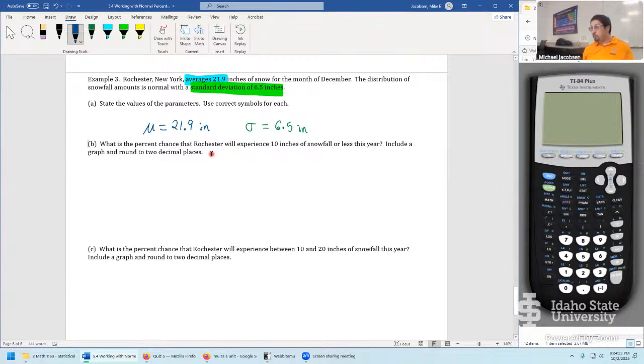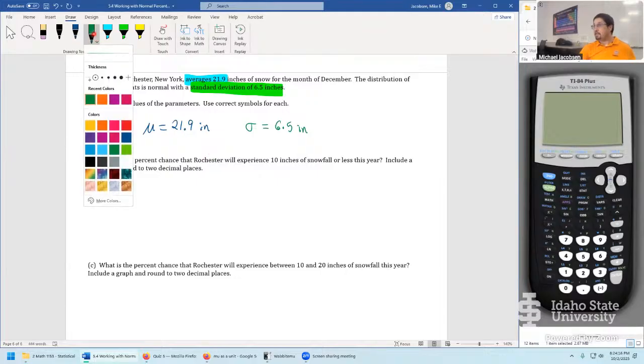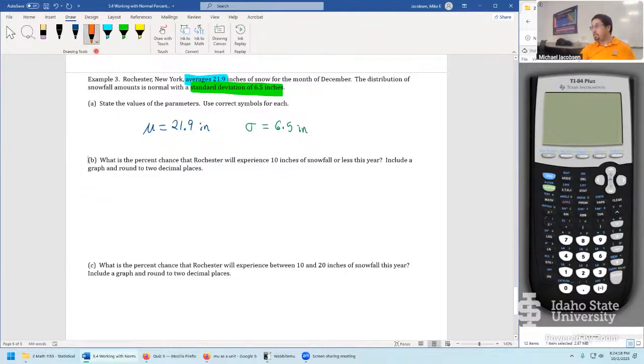Okay, so now we're running through the questions. The first question is a what percent question. So this indicates directly by the format of the problem, this is a normal CDF problem. The question asks, what is the percent chance? This is basically a probability question. That Rochester will experience 10 inches of snowfall or less this year. So here's what the rough graph is going to look like for that question.